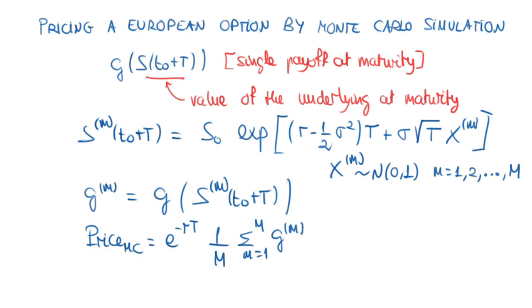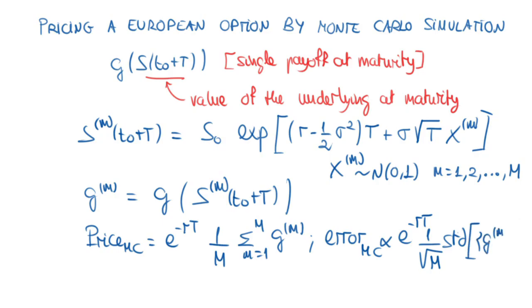The Monte Carlo estimate of the price of the European option is a random variable that is subject to fluctuations. Therefore, the error of this Monte Carlo estimate will be proportional to the standard deviation of this random variable. Using the central limit theorem, the standard deviation is equal to the discount factor times 1 over the square root of the number of simulated trajectories times the standard deviation of the corresponding payoffs.